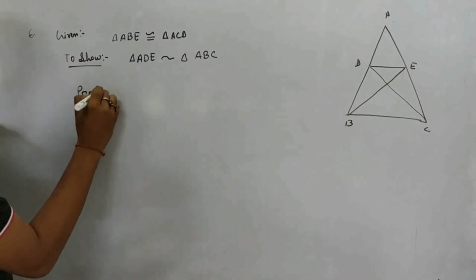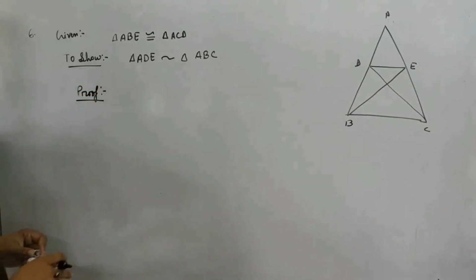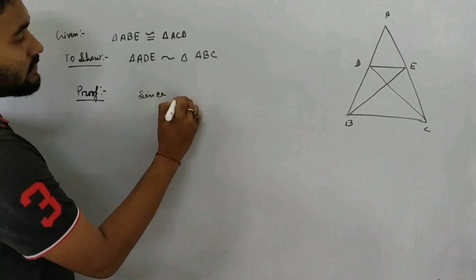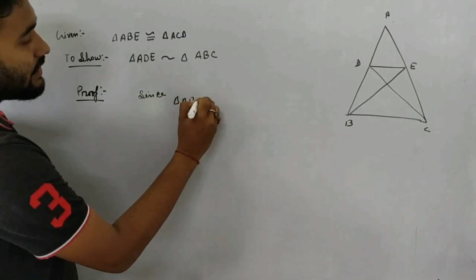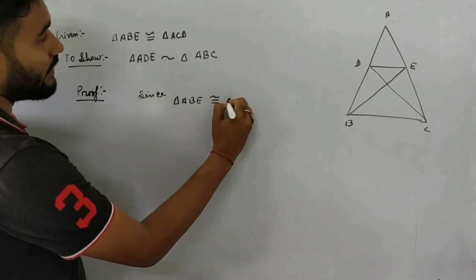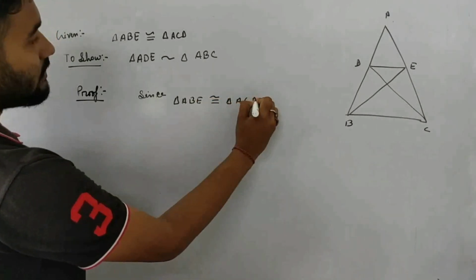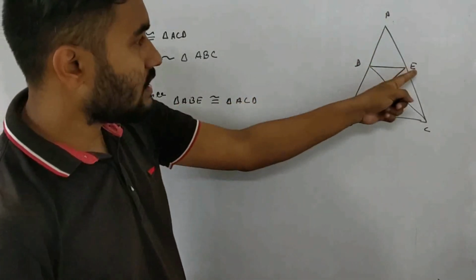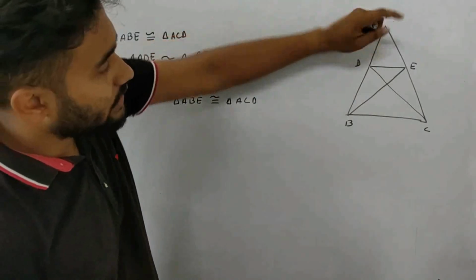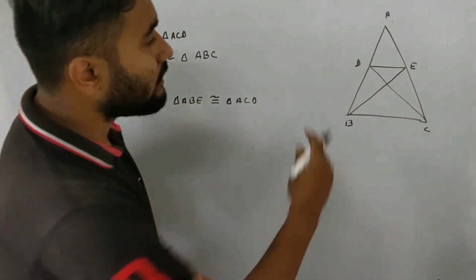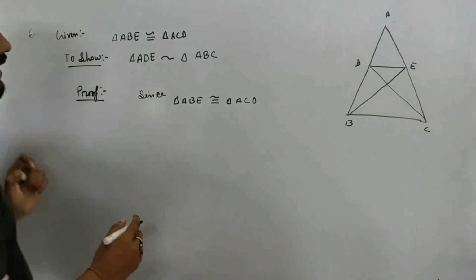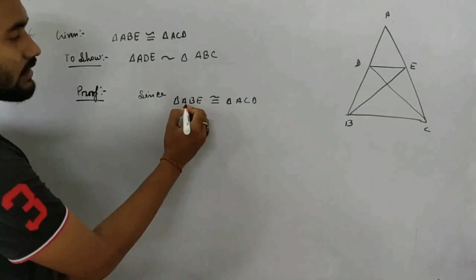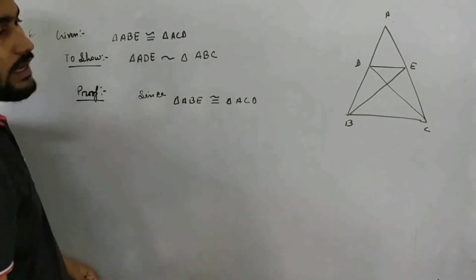So proof. What is given? Since triangle ABE is congruent to triangle ACD. See, this is ABE, the upper portion triangle, this left one, and ACD is that side triangle. So clearly, I can say from here only, no need to look at the diagram also. From here also I can say that AB will be equal to AC.